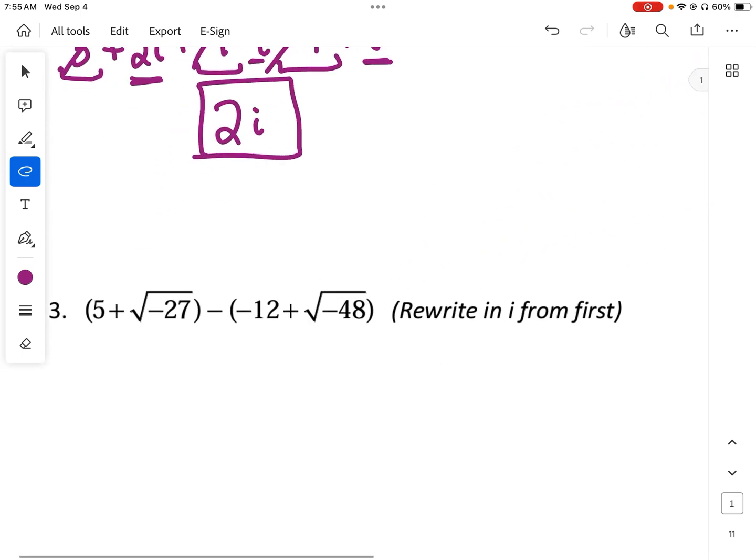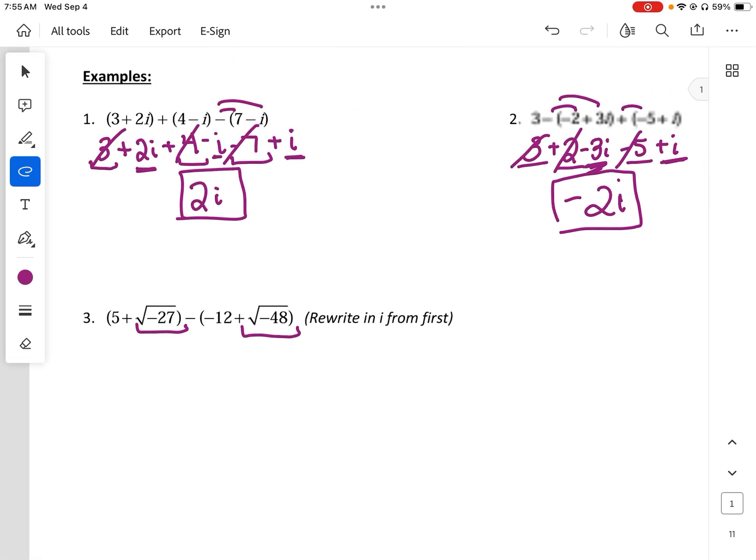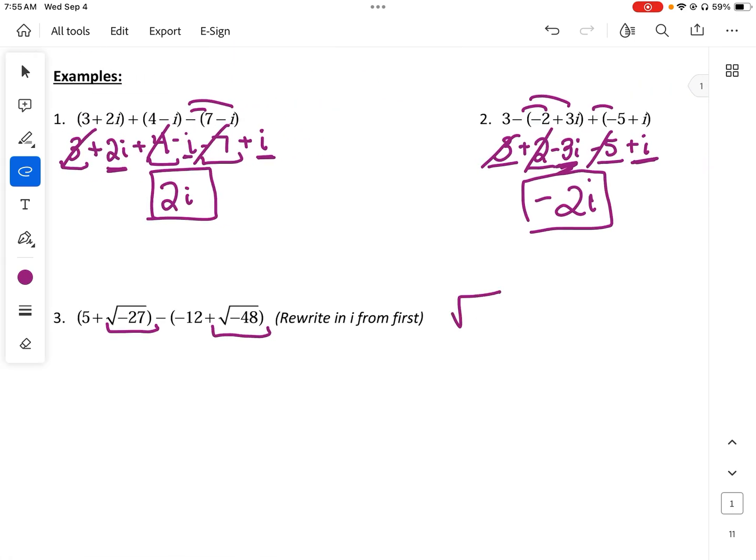Okay, let's look at this one. All right, we don't have any i's here, but we have square roots that need to be broken down. So before I even begin, I am going to break these guys down and see if I can get onto the imaginary parts. So I'm going to come over here. I'm going to do square root of negative 27. And this is like simplifying a radical.